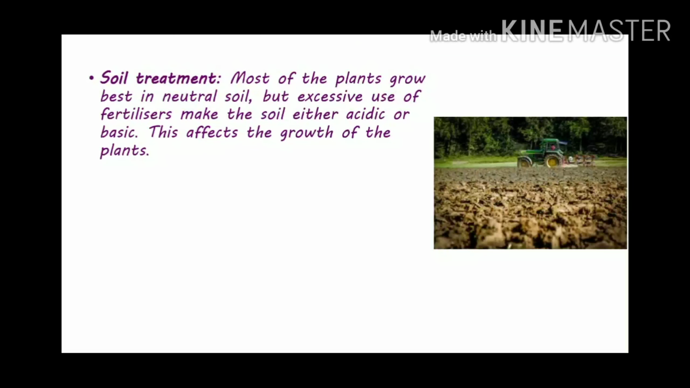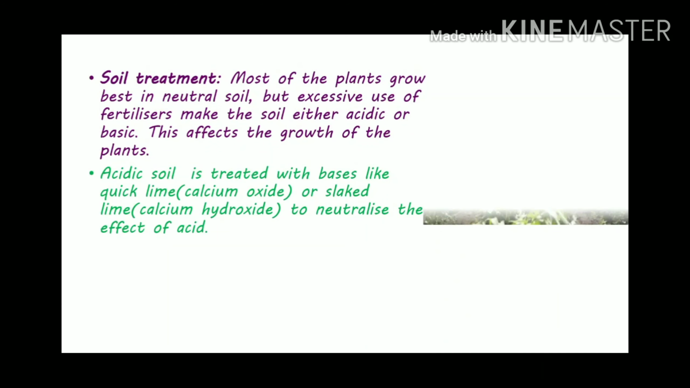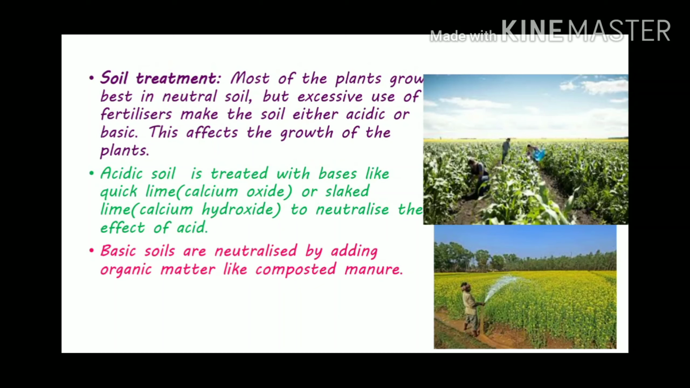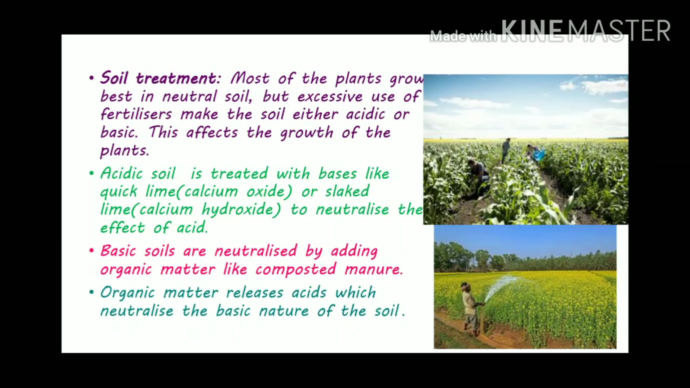Soil treatment. Most of the plants grow best in neutral soil, but excessive use of fertilizers makes the soil either acidic or basic. This affects the growth of the plants. Acidic soil is treated with bases like quicklime, also called calcium oxide, or slaked lime, which is also called calcium hydroxide, to neutralize the effect of acid. Basic soils are neutralized by adding organic matter like composted manure. Organic matter releases acids which neutralize the basic nature of the soil.